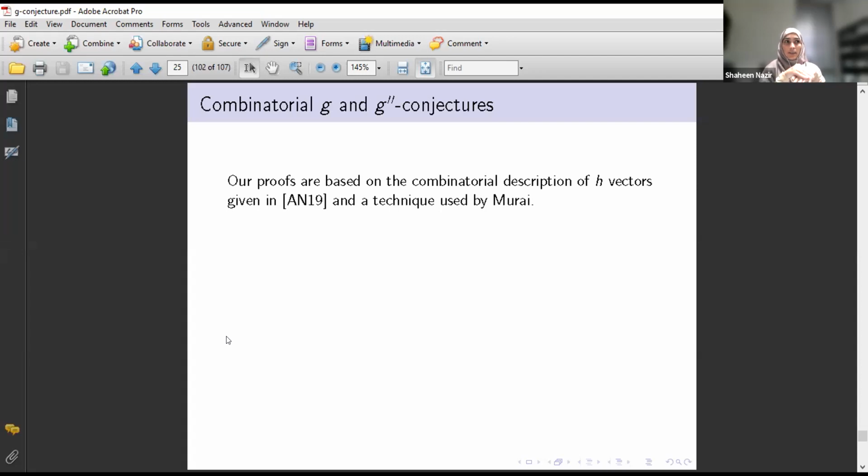So actually, in this proof, we didn't use any complicated algebraic things.